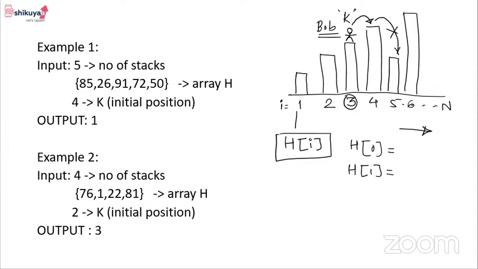Suppose Bob is standing here on stack number 1. He can jump to the stack on the right, stack number 2, because stack 2 has greater height than stack 1. Then from stack 2 he will jump to stack 3, because stack 3 has more height than stack 2. This goes on up to stack 4, but stack 5 is smaller in height compared to stack number 4.